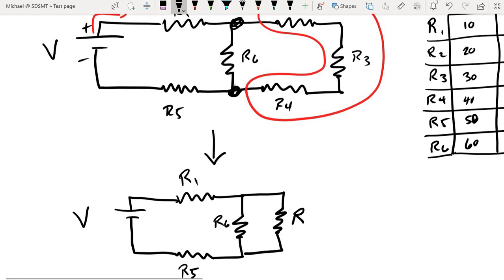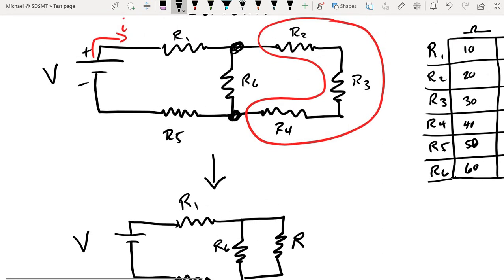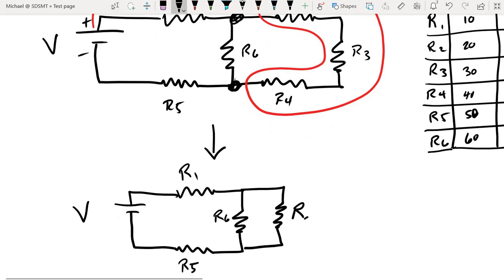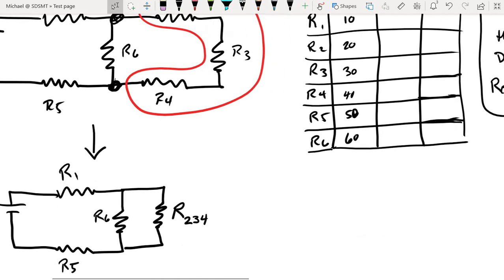And technically this would be an equivalent resistor, but I'm not going to label this as equivalent because it's not the equivalent of the entire circuit. Instead, this is the equivalent of resistors 2, 3, and 4. And so I will just label that as resistor 2, 3, 4. And that is going to be included in my table.